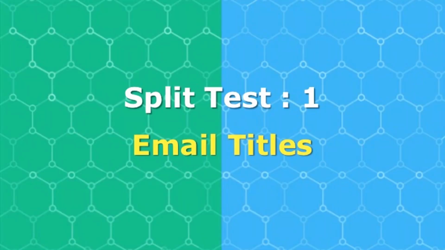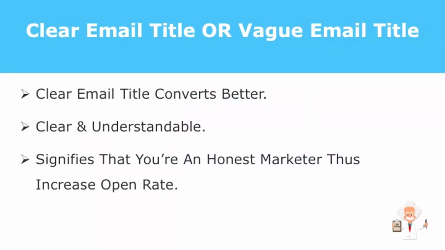Email titles. The first thing that your list will see in their inbox when you send your email is the subject line. So it literally pays for your title to be clear, compact, and personalized. Title clarity. The first element of your email subject line is its clarity. In short, you should write titles that are clear and understandable, not vague or misleading.